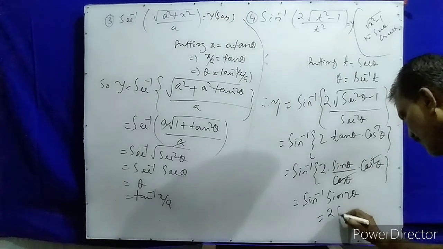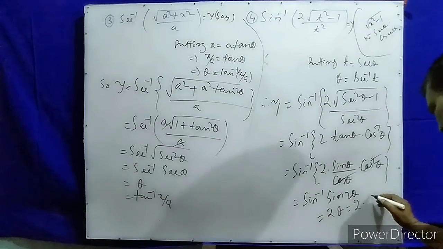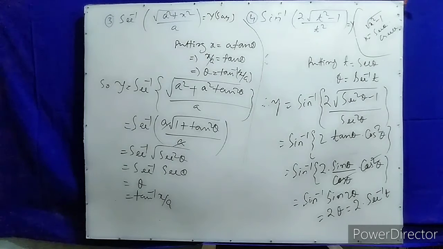This equals 2 theta, and instead of theta you put sec inverse t, so 2 sec inverse t. These are the answers of these two problems.